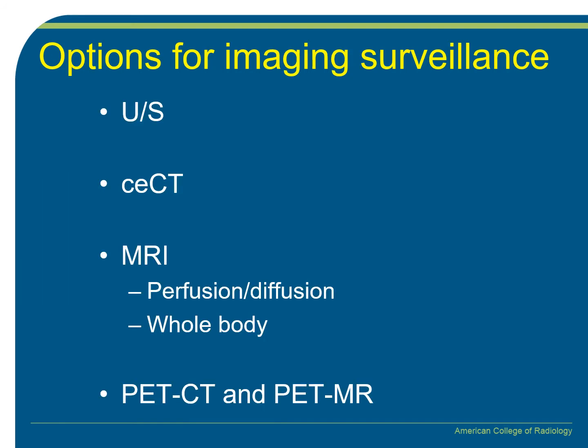There are many different options for performing imaging surveillance in head and neck cancer patients. Ultrasound is used extensively, particularly outside the United States. Contrast-enhanced CT is the traditional default method within the United States. MRI can be used. It has some advantages, such as the use of perfusion and diffusion imaging and its whole body capability. PET-CT has become a default modality at most institutions.